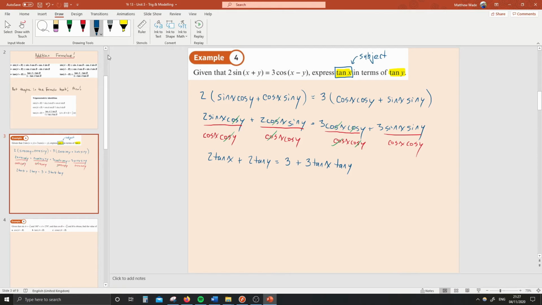This looks a lot better now, because we've got our tan x's and our tan y's, but we want tan x to be the subject. That's the main thing to think about. So if I was you, I'd rearrange it so all the tan x's were on one side, and then I'd get it so that tan x was the subject. So now that we've done that really hard step, I think you should pause it and finish this. Pause. Go.